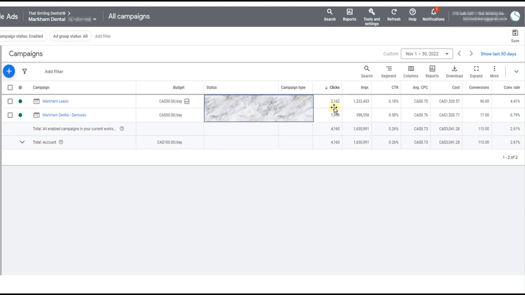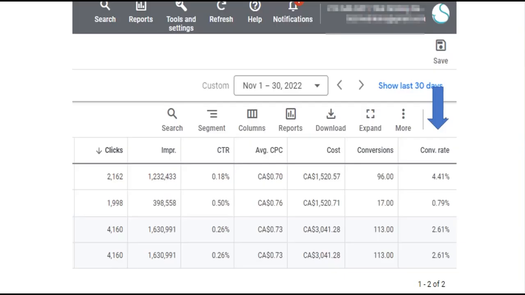I mean, 2,000 people a month that could potentially be interested. 96 people left their name, email, and phone number, right? That's a really important stat. And as you can see here, a 4.41% conversion rate, which absolutely smashes the industry average, okay?